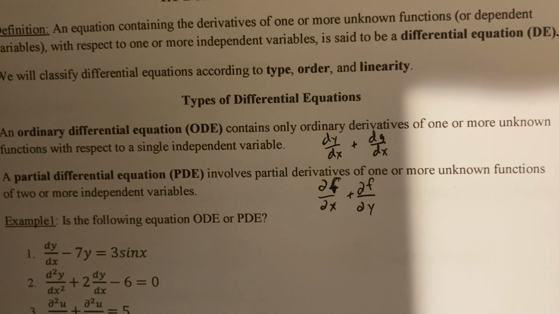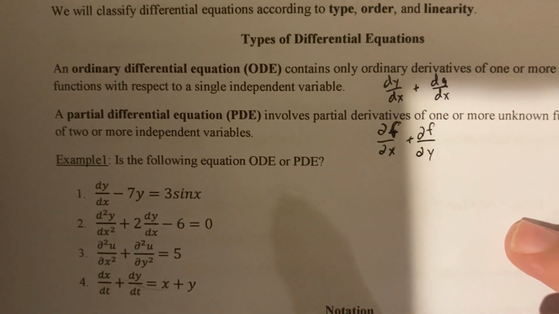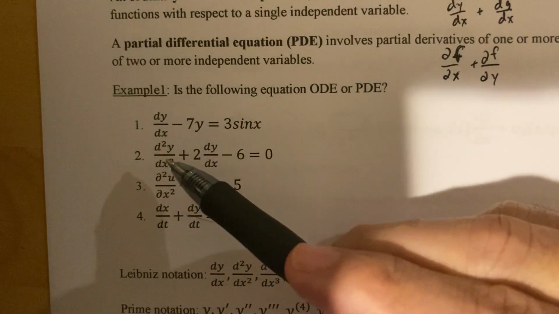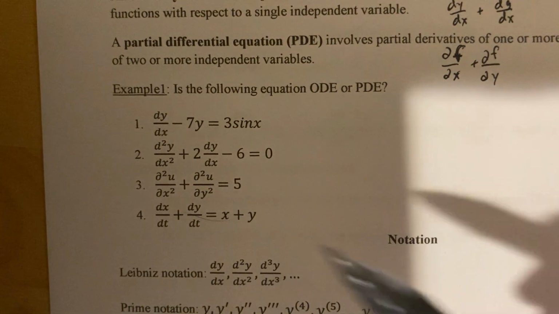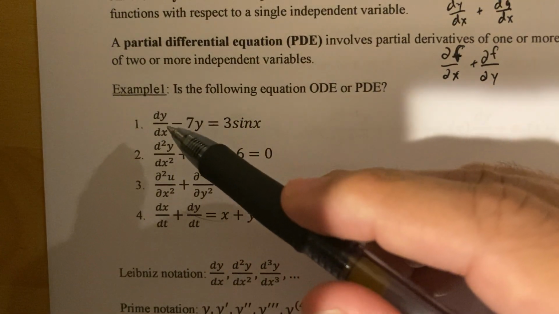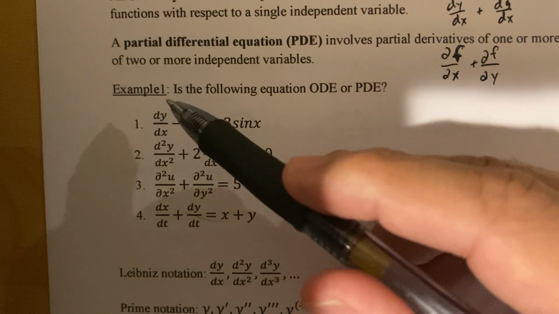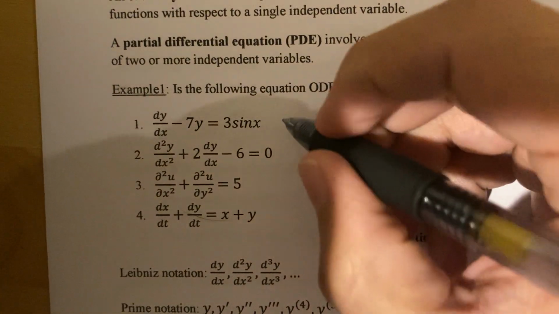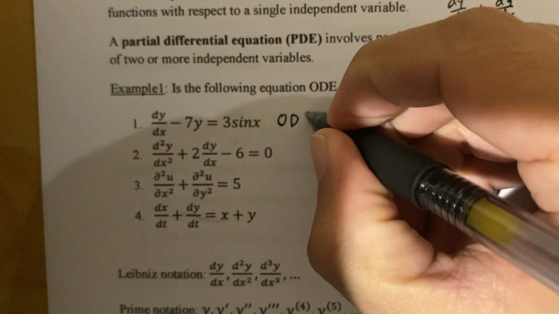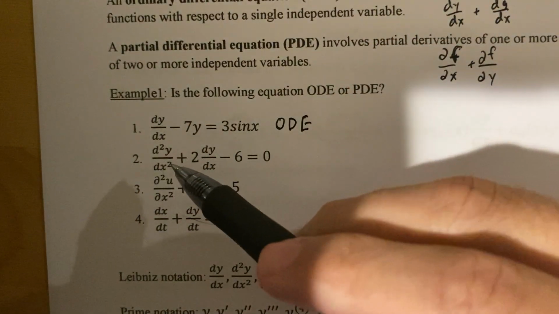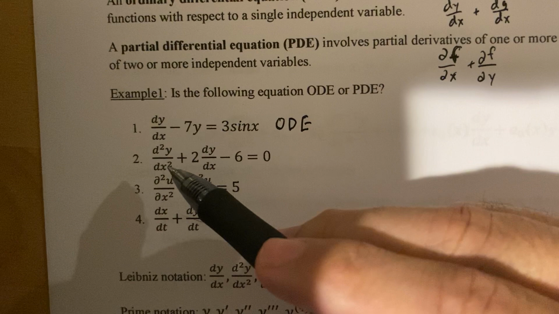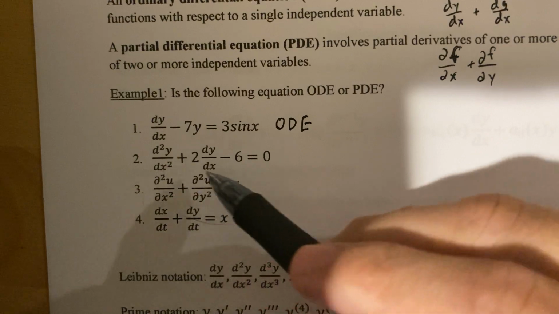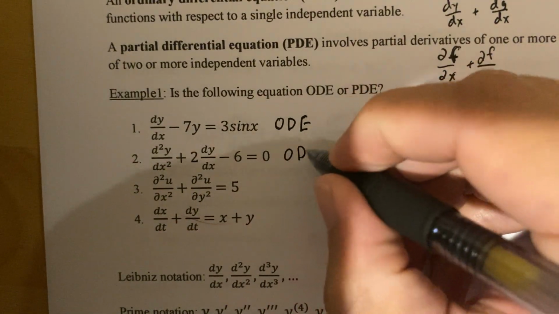So example one, we're just going to tell if the following equations are ordinary differential equations or partial differential equations. For the first one, dy over dx minus 7y equals 3 sine x. When we look at all of our derivatives, we only have one derivative. It's a first order derivative, and it's just with respect to x, and so this is just going to be an ordinary differential equation. For 2, we have a second order derivative with respect to x plus 2 times a first order derivative with respect to x. So again, both of these with respect to x, so it's an ordinary differential equation.